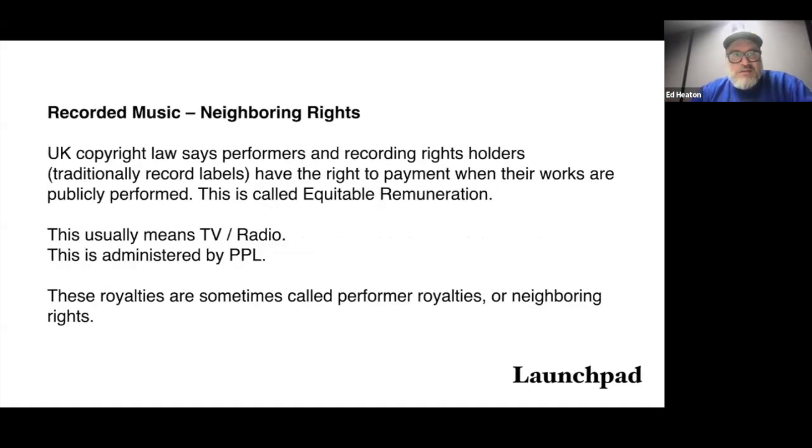I hope that's useful. So, neighbouring rights. This is a new set of rights I'm bringing to the table now. So it's not new, but it's a new set of rights I'm bringing here. I would argue these are rights that are starting to become much more exploited and worked. Their worth has increased a lot. UK copyright law says that performers and recording rights holders, traditionally record labels, have the right to payments when their works are publicly performed. This is called equitable remuneration.